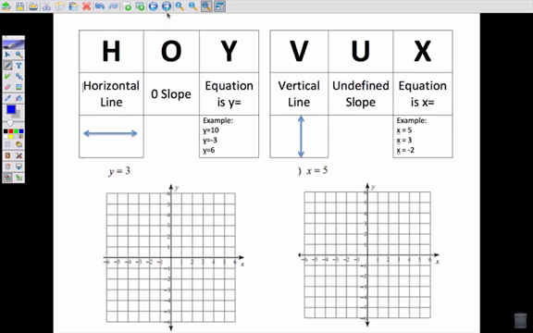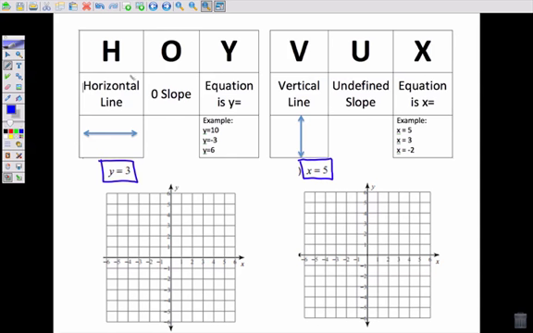Next, we're going to look at lines that the equation just looks like this, like y equals 3 or x equals 5. Let me explain this Hoy-Vux thing up here for you for just a second, because it looks a little confusing. This isn't an actual word, okay? So don't try to like Google it or dictionary it or whatever. It's not a real word.